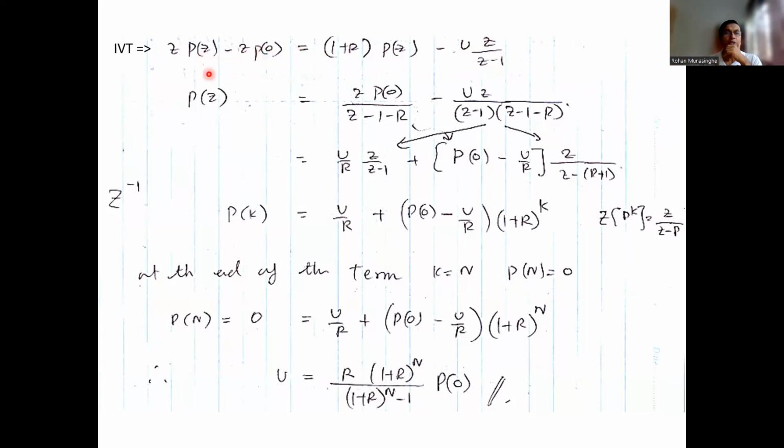Now you isolate P(z) on the left-hand side, right? And take the other terms to the right-hand side, and it'll look like this. U z over z minus 1. And this term 1 plus r P(z).